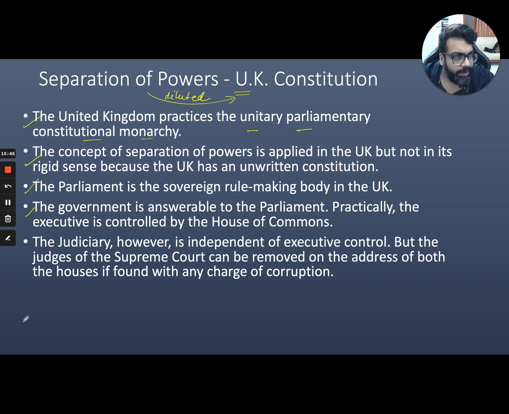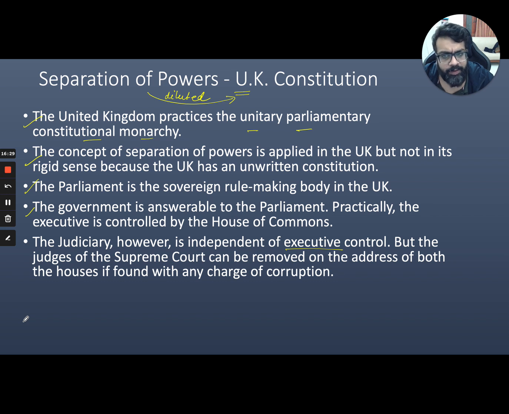The judiciary, on the other hand, has always been independent of executive control. It is also important to note that, as I've mentioned previously in my lectures, the Supreme Court of the UK, in essentially the oldest democracy of the world, is one of the newest Supreme Courts of the world. The Supreme Court of the UK essentially became functional, I think, in 2011. Until then, you had the Royal Courts of Justice, the Chancery Courts, and of course the House of Lords, which functioned in a judicial capacity. But the judges of the Supreme Court of the UK can only be removed on the address of both of the houses if they are found guilty on the counts of corruption.